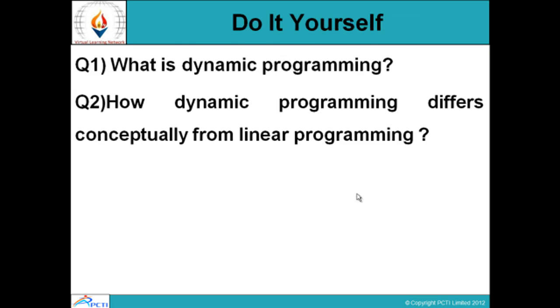Now do it yourself. Question number 1, what is dynamic programming? And question number 2, how does dynamic programming differ conceptually from linear programming?